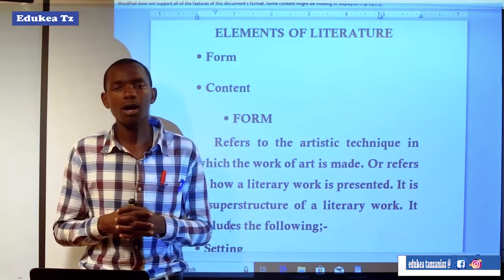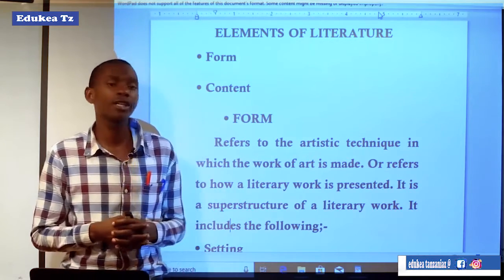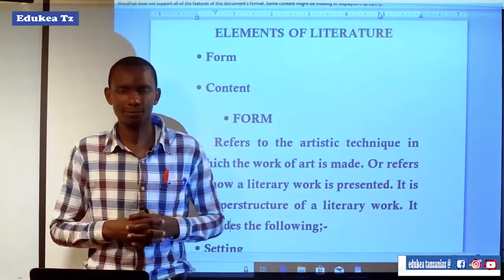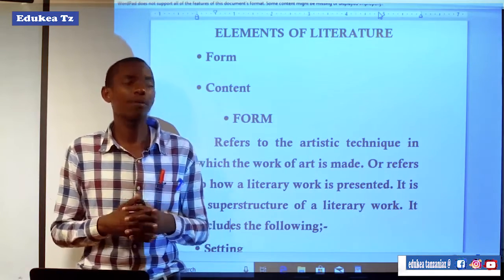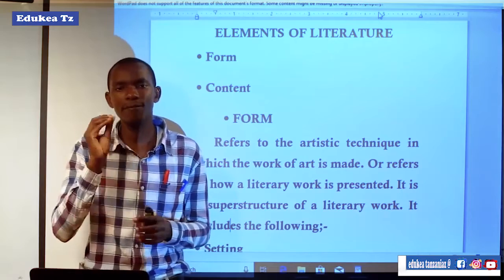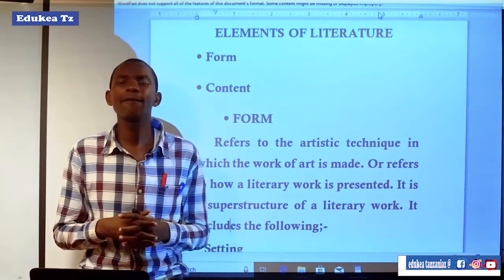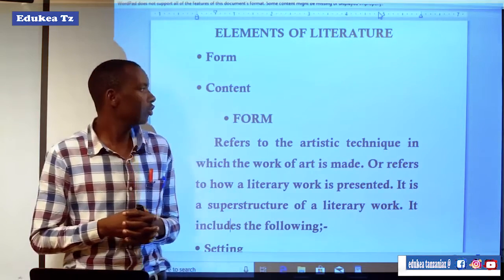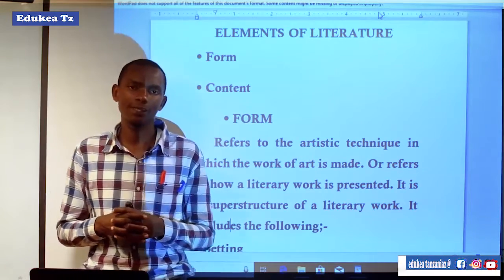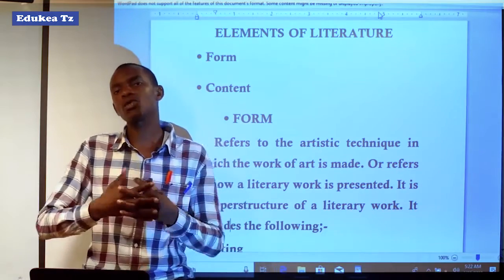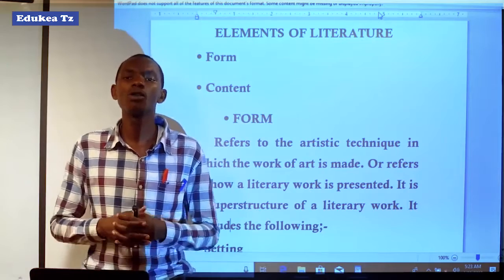When you speak about form, in Kiswahili we call it fani. When you speak about form, it simply means fani in Kiswahili. The second one is content. When you speak about content in Kiswahili, we say maudhui.